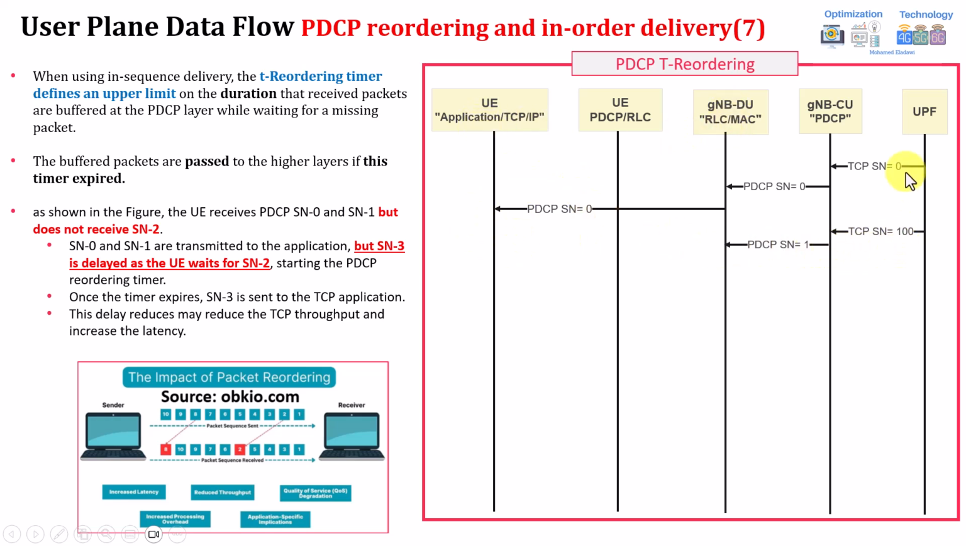Then the second packet coming from the TCP and upper layer is coming with sequence number 100 from TCP, and it's allocated sequence number 1 from the PDCP layer, and again it reaches successfully to the UE. Then you have a third packet being transmitted, which has 400 from TCP and sequence number 2 from the PDCP gNB side, from the transmitter side.